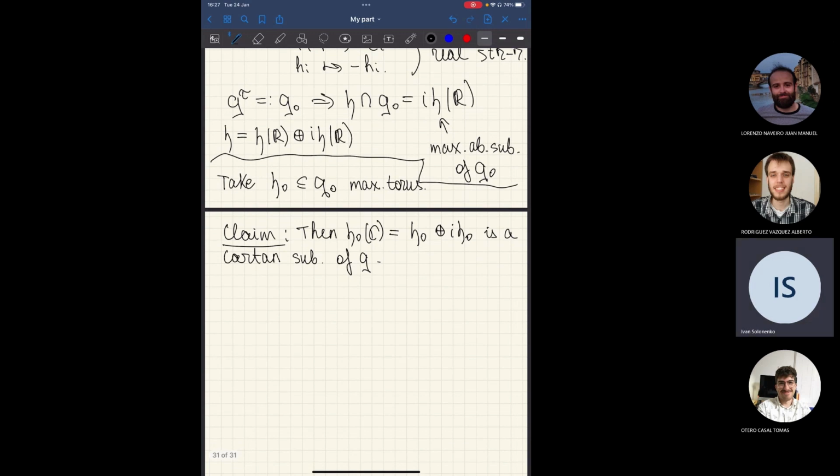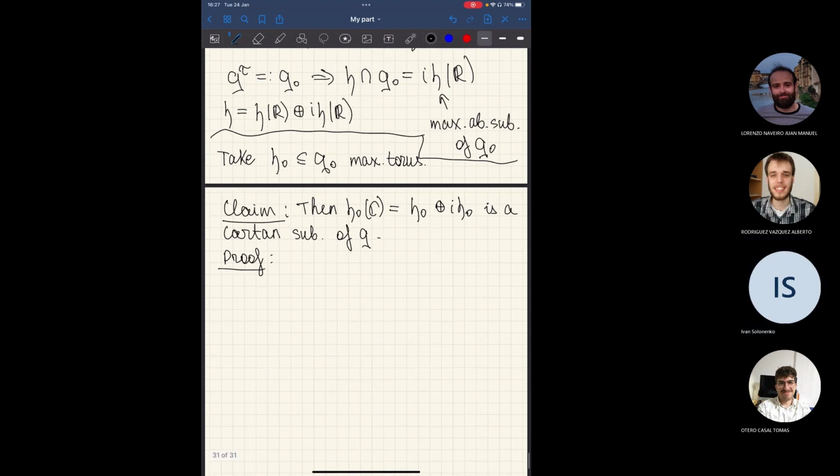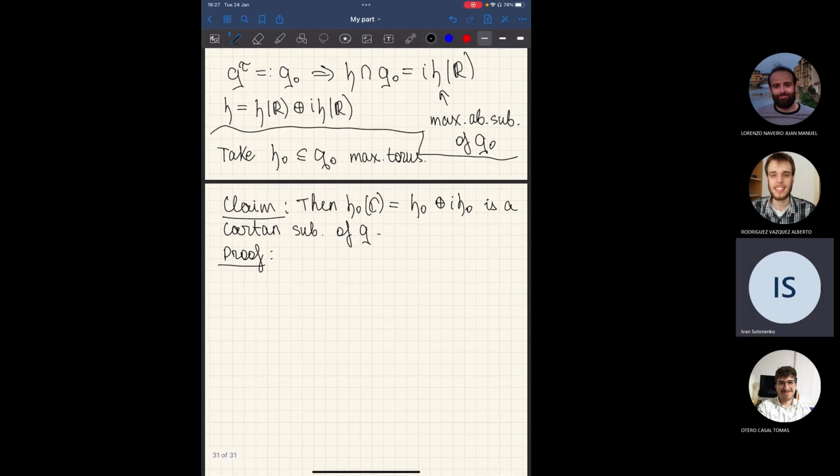Well, let's briefly prove this. It's easy. First of all, let's show it's abelian. Well, that's obvious. H naught is abelian, so its complexification is abelian.